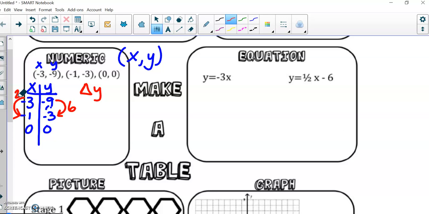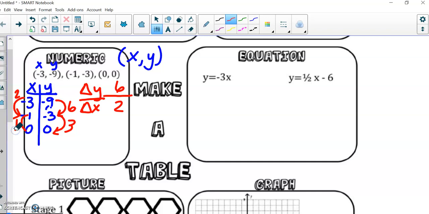By adding 6. So the change in y over the change in x is going to be 6 over 2. Now let's check the next point. How did you get from -1 to 0? By adding 1. And how did we get from -3 to 0?